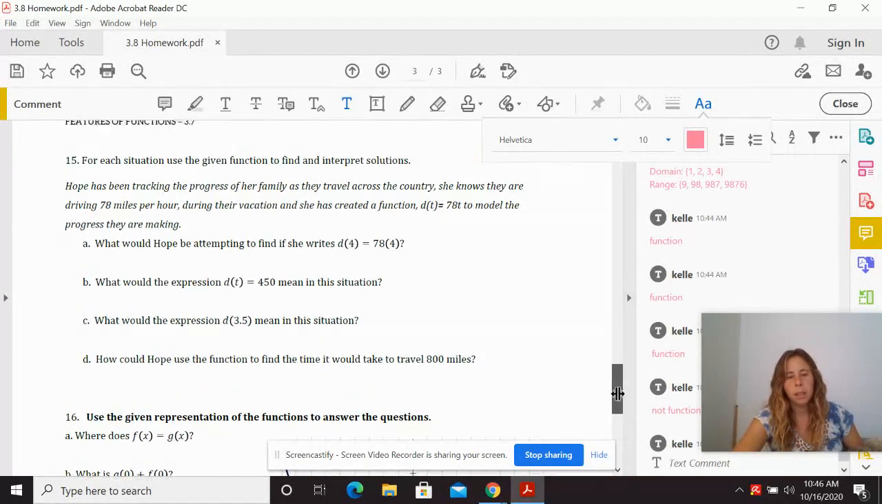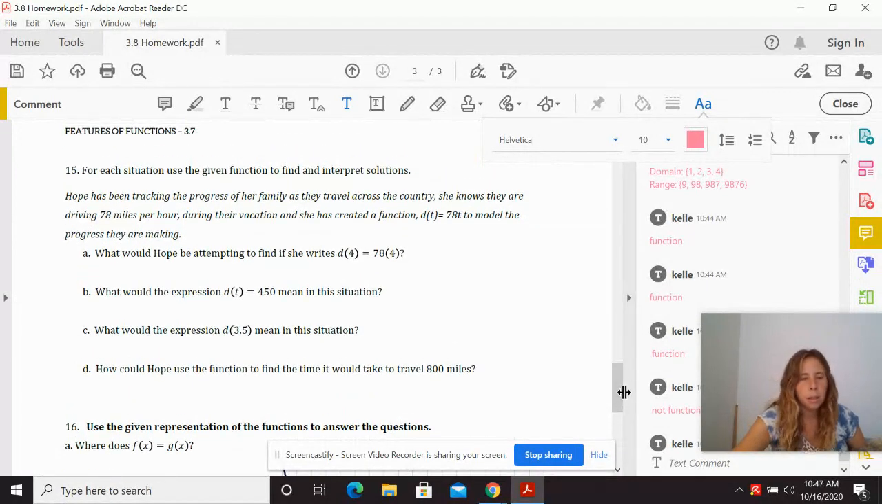15. Hope has been tracking the progress of her family as they travel.